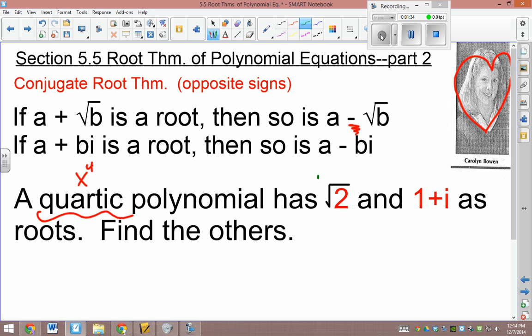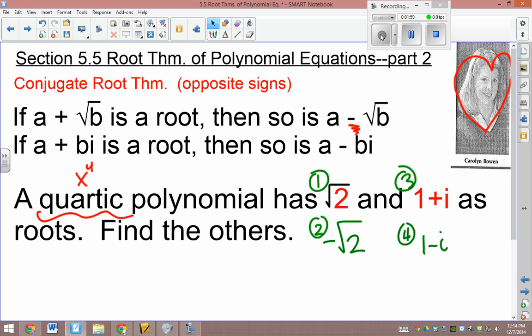Here is the first one. It is just positive square root of 2. We need to change the sign on the radical, so the next one would be negative square root of 2. Make sure you put that negative on the outside of the radical, not on the inside. They give us the next root as 1 plus i. Therefore, we know automatically that 1 minus i is a root. Some of your problems are as simple as that, using the conjugate theorem to come up with other possible roots.